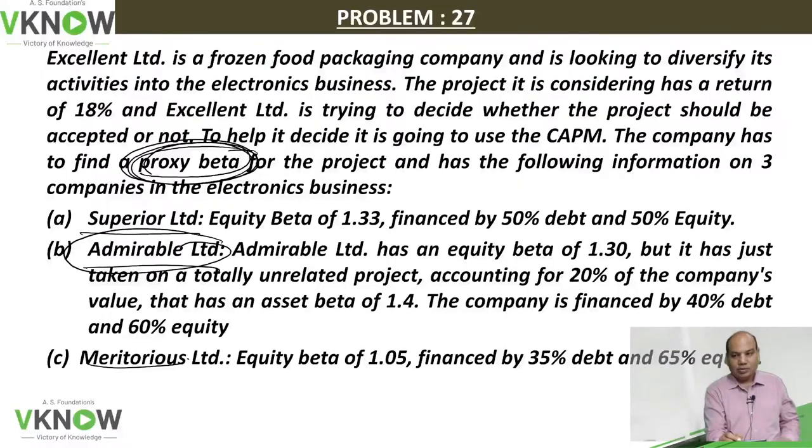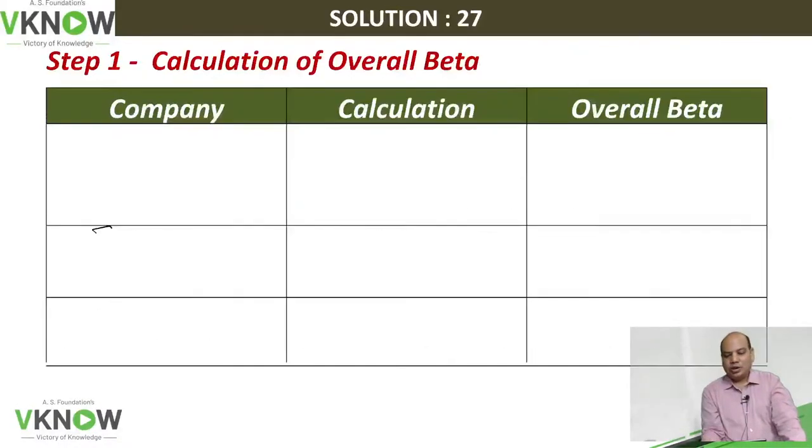In Admirable Limited, I have to further identify the beta of electronic business. At present, Admirable Limited is made up of two businesses. So let us first find the overall beta. I will use the same formula which I have used in question number 26.